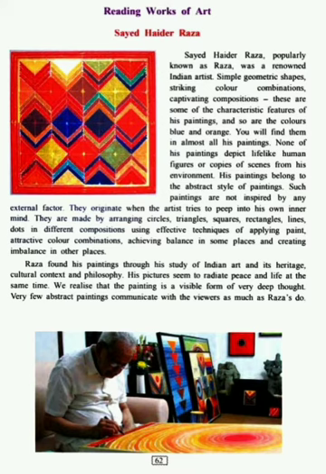His painting includes normal geometric shapes but beautiful color combinations, and mostly the colors used to be in the shades of blue and orange. You will find them in almost all his paintings. So this blue and orange, you will find in most of his paintings.